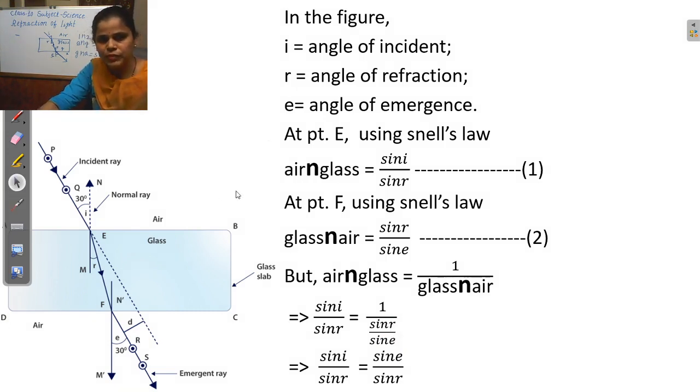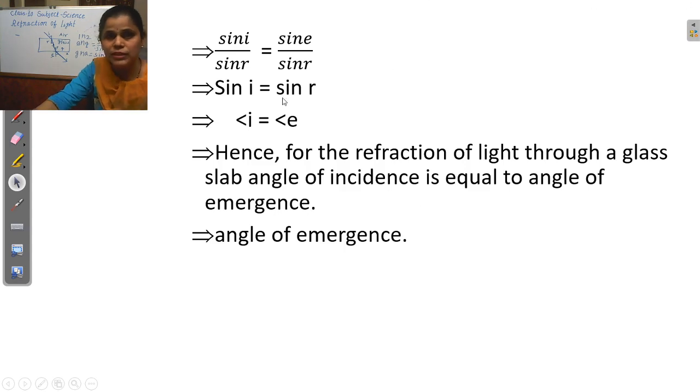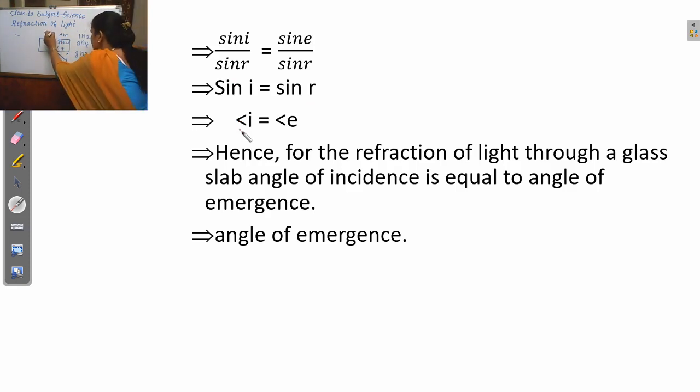It's clear? Then next, sin I upon sin R equals sin E upon sin R. Then sin R cancels, since both denominators are equal. So we have sin I equals sin E. That means this angle I is equal to this angle E.